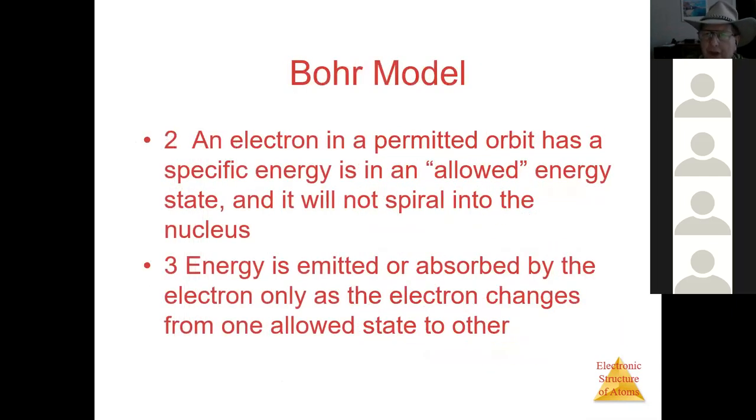So the Bohr model says that there are only certain orbitals that an electron can exist in. It can exist in these, and so it won't spiral into the nucleus. And as energy is absorbed or emitted, it will only allow you to go to other orbitals that are permitted.